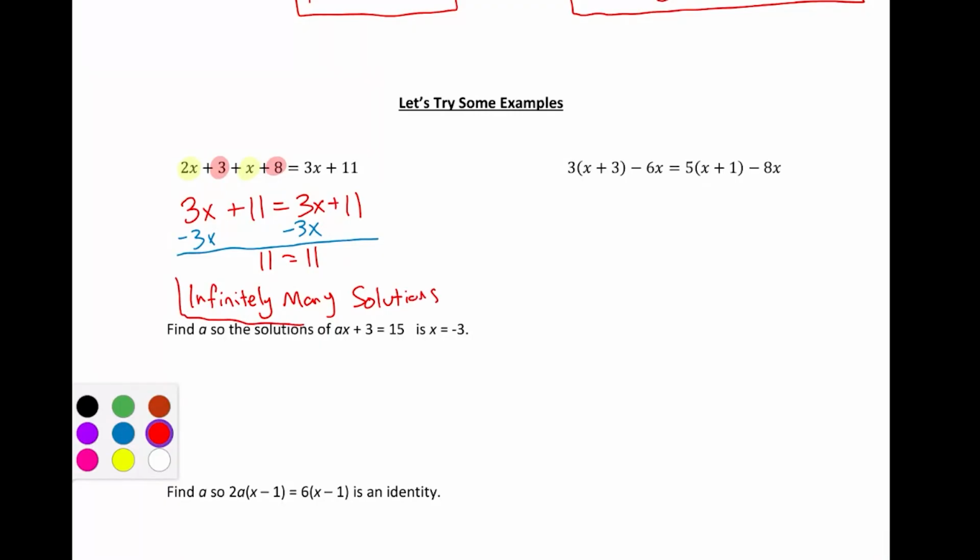Okay, that's what you're going to write anytime the variables all cancel out and you end up with a true statement.